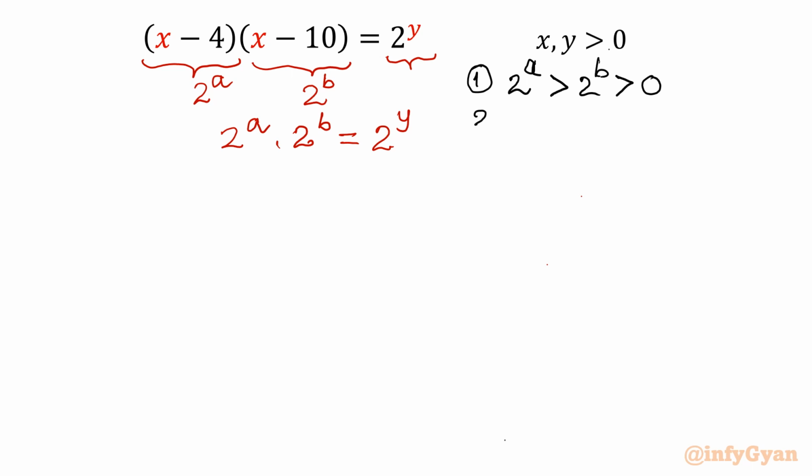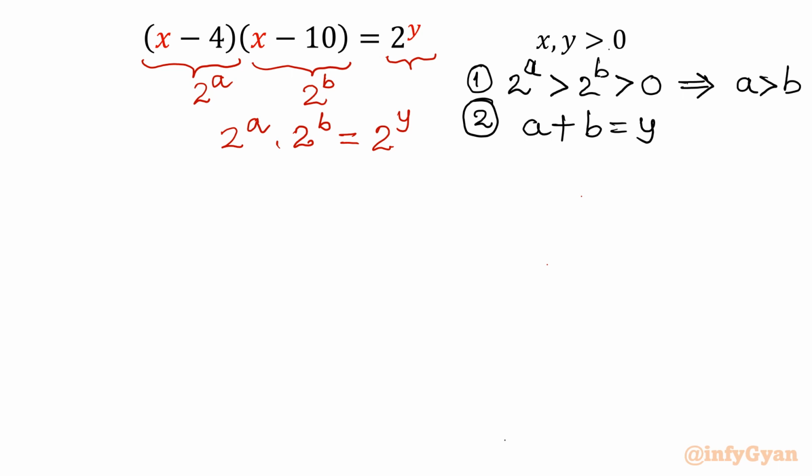Second point: a + b = y. By the exponent property, we can write a + b = y. Third point: from the first one, a must be greater than b, because 2^a is bigger than 2^b, so a must be greater than b since the base is the same.